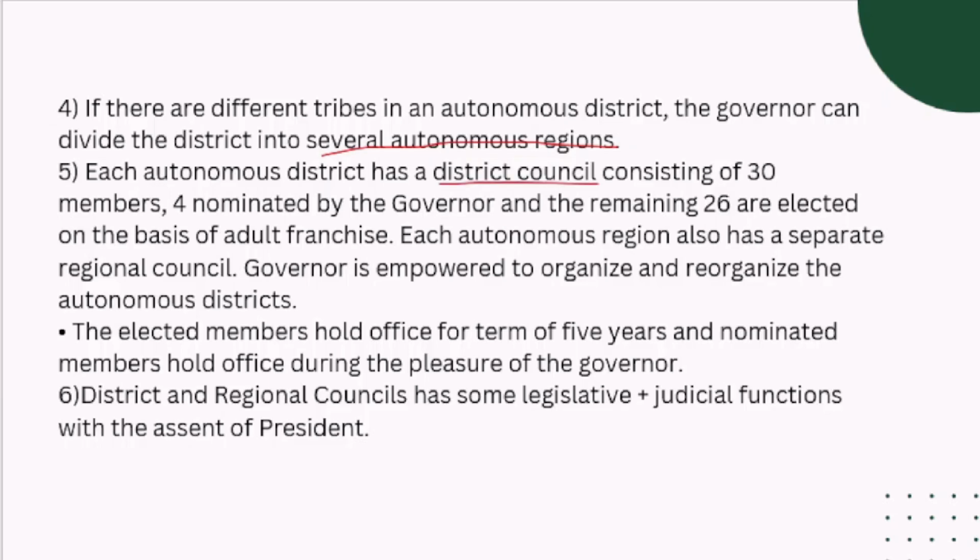It states that each and every autonomous district can have 30 members. 4 are nominated by the governor and the remaining 26 are elected on the basis of adult franchise.